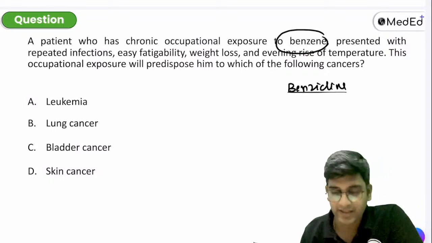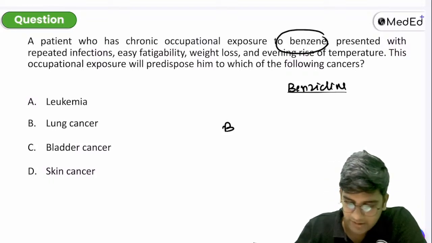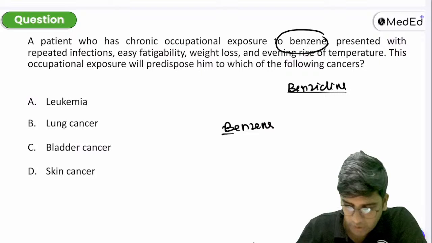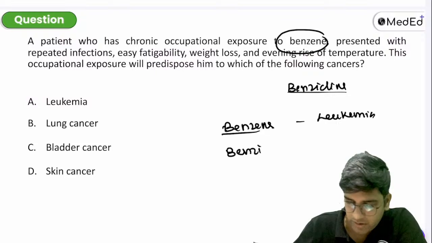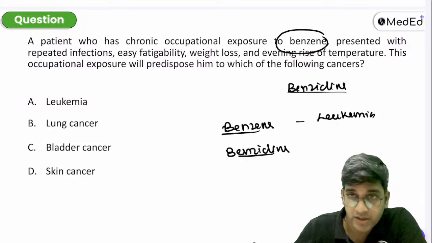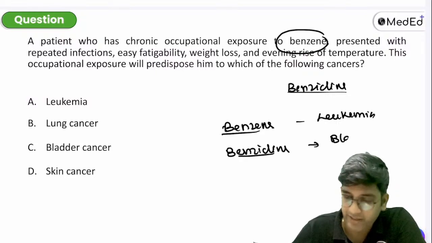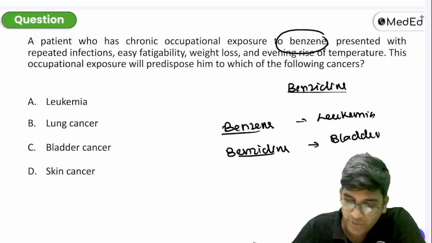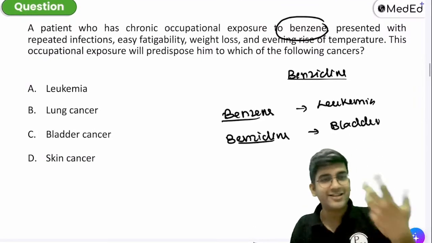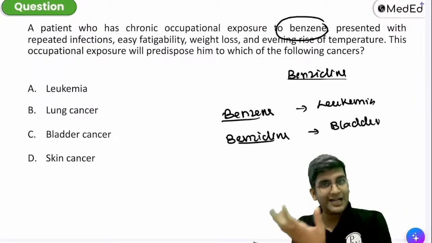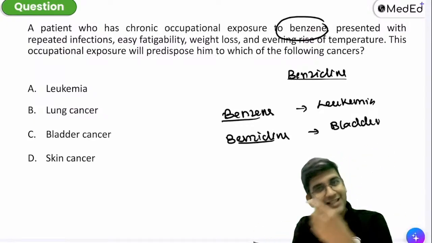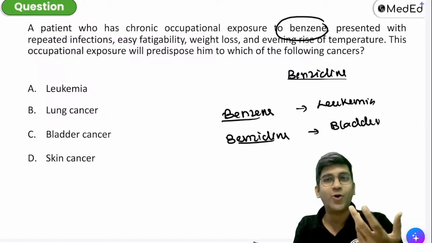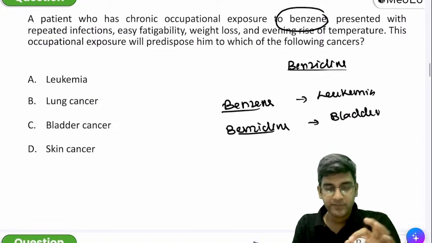It's benzene or benzidine. Because benzene causes leukemia. Benzidine causes bladder cancer. Right, perfect. So this was a confusion. Whenever there's a recall, if I have written bladder cancer in an exam, I will say it was benzidine. If I have written leukemia in the exam, I will say it's benzene. So recall will always have its bias, right?